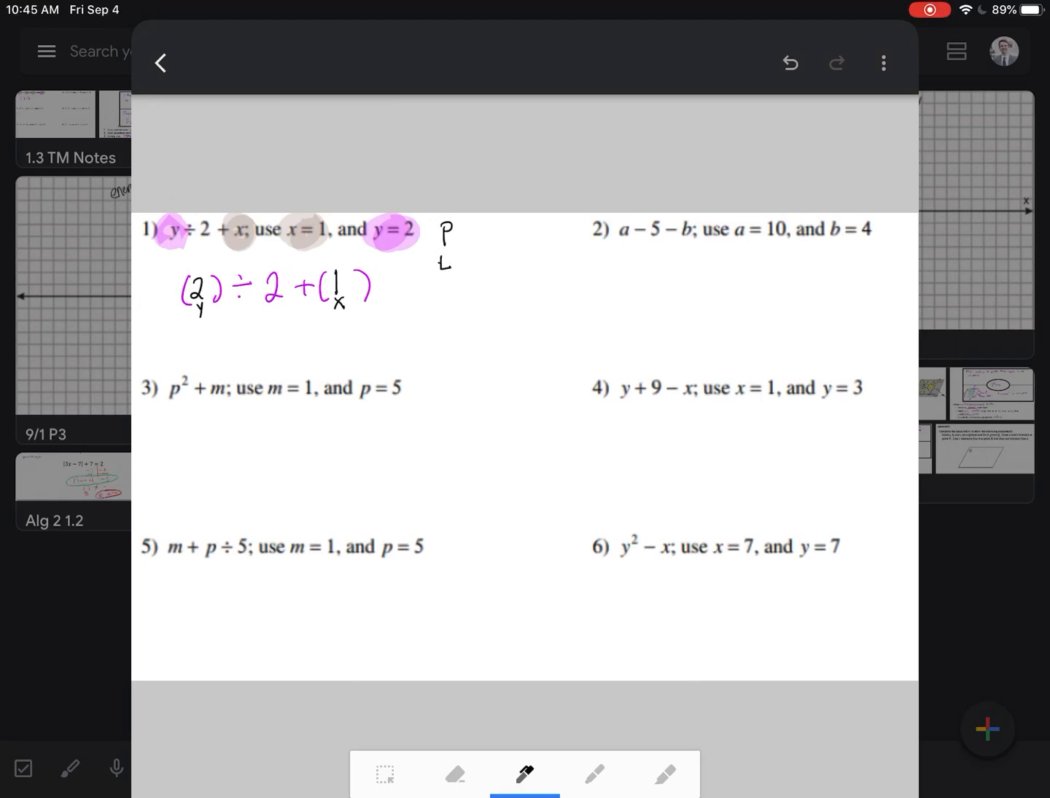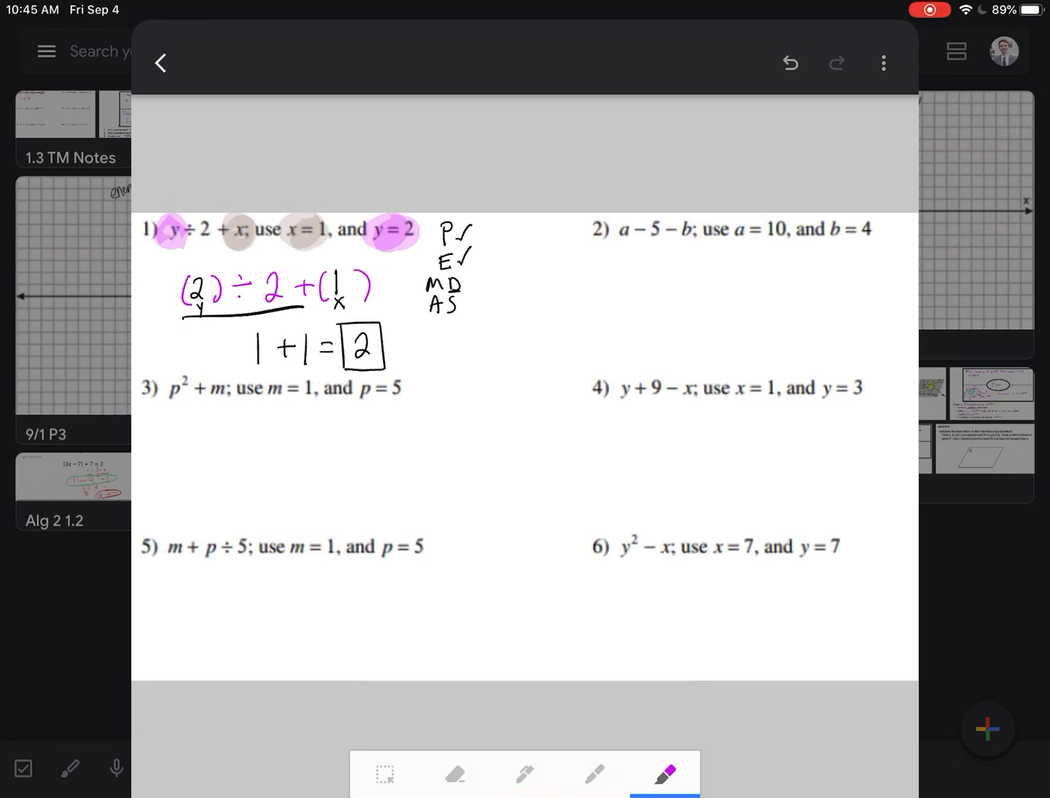I'm just going to rewrite PEMDAS. I want to make sure that I'm not leaving that behind and that I'm going in the correct order. So no parentheses with operations inside, no exponents, multiplication and division. I do see division, so let's start here. 2 divided by 2 gives me 1, plus 1 equals 2. All right, so our output is 2.